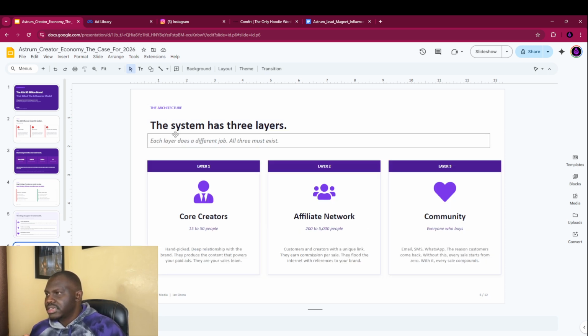So the architecture, the system, has three layers. Each layer has a different job. All three must exist. One, co-creators: 15 to 50 people, hand-picked, with a deep relationship with the brand. They produce the content that powers your paid ads, right? They are your sales team. You get me?